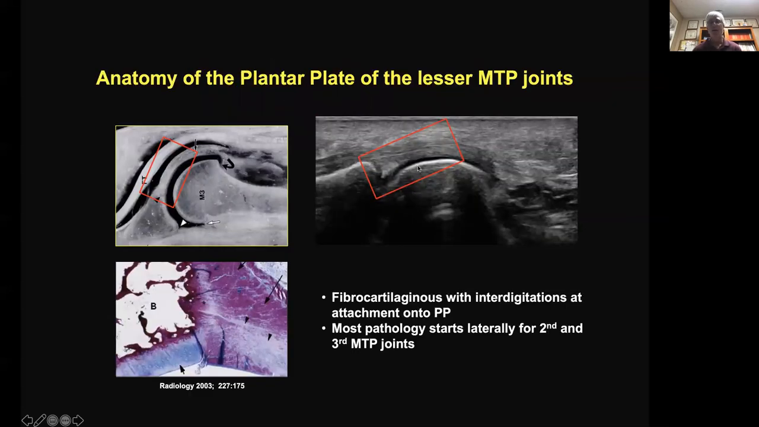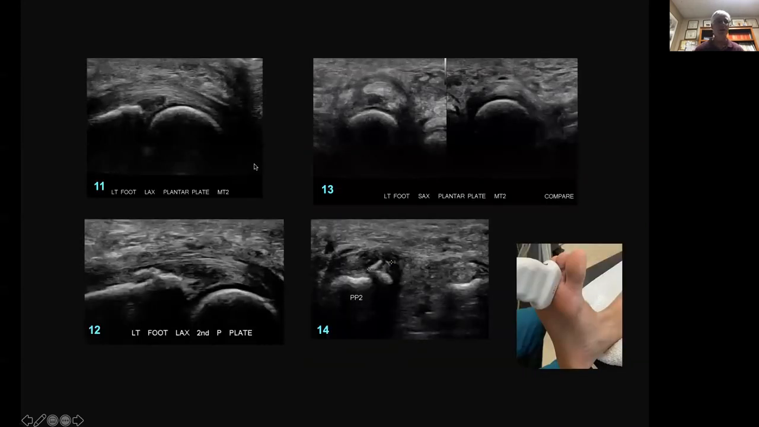So just a quick anatomy on the plantar plate. It's fibrocartilage. And the important part is its enthesis to the plantar aspect of the proximal phalanx. Histologically, as it inserts down onto the proximal phalanx to the bone, there are interdigitations. And why that is important is it's not unusual to see a little hyperechoic triangle at its insertion onto the proximal phalanx. So don't mistake that as pathology. Pathology is usually hypoechoic. And interestingly, pathology typically, but not always, starts laterally for the second and third MTP joints of the plantar plate.